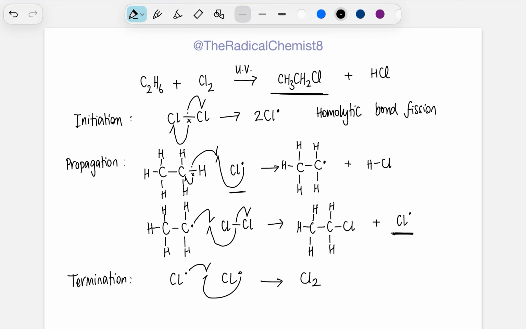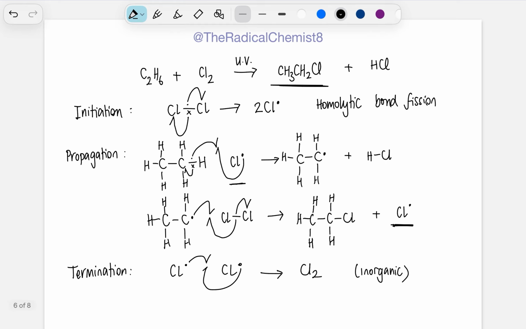So you're forming Cl2. So sometimes in past paper questions, they can ask you, give the termination step that produces an inorganic product. So remember, this would be your inorganic product. Then they could say, give the termination step that produces an organic product. So these would be the next two now. So you could have this reacting with your chlorine radical to form the actual product that you wanted to form.